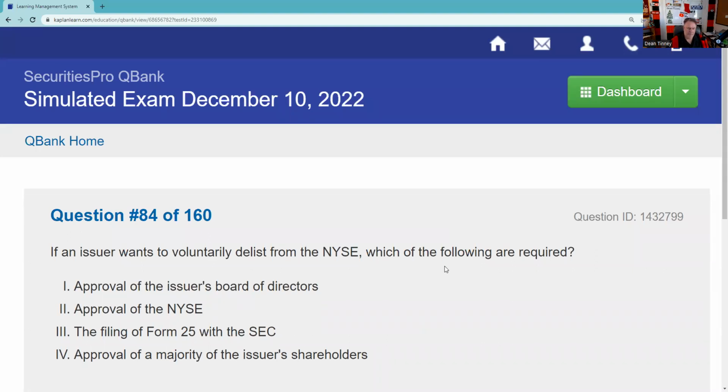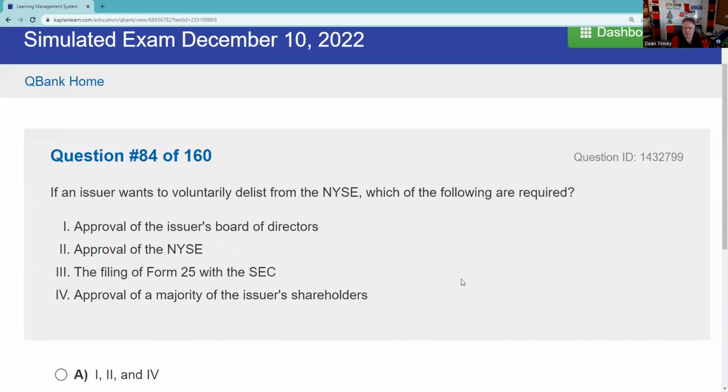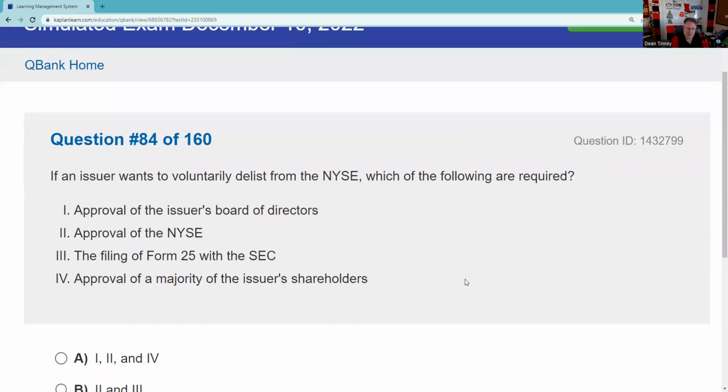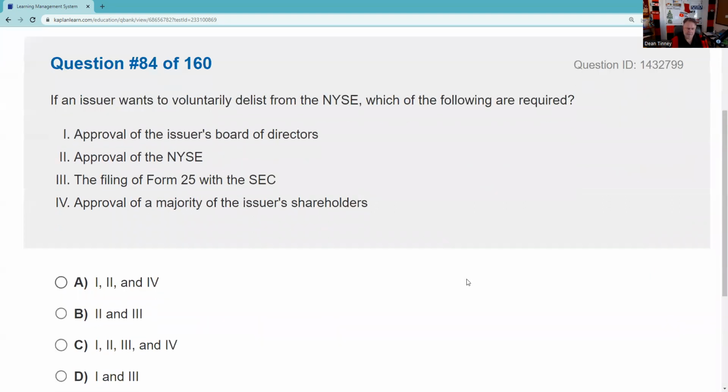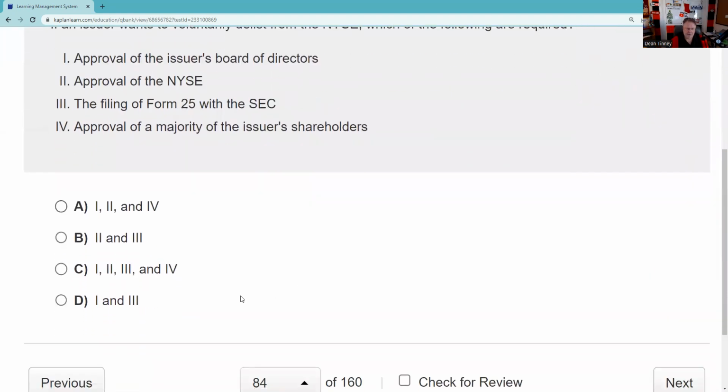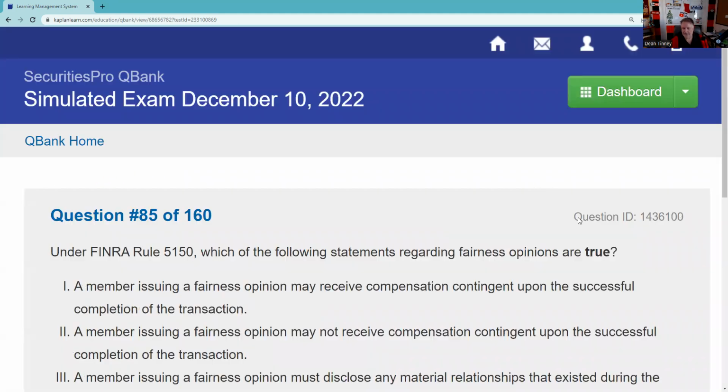Question 84. Again, this is testable. If an issuer wants to voluntarily delist from the New York Stock Exchange, which of the following is required? Roman numeral 1, test question, approval of the issuer's board of directors, and Roman numeral 3, the filing of the Form 25. So it is 1 and 3, D.